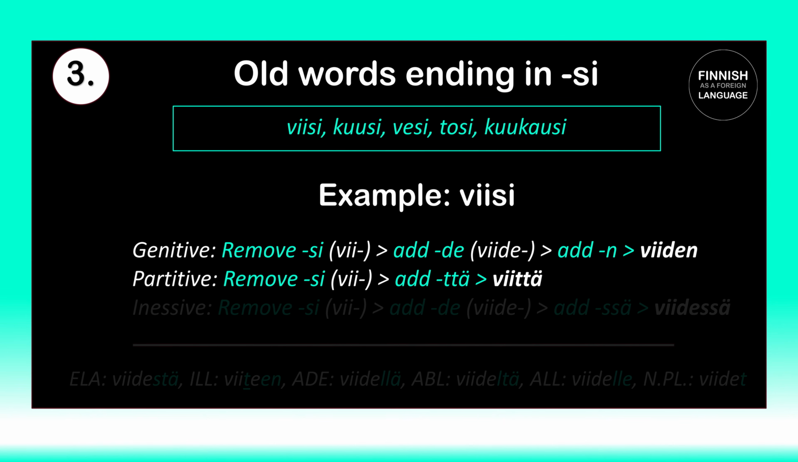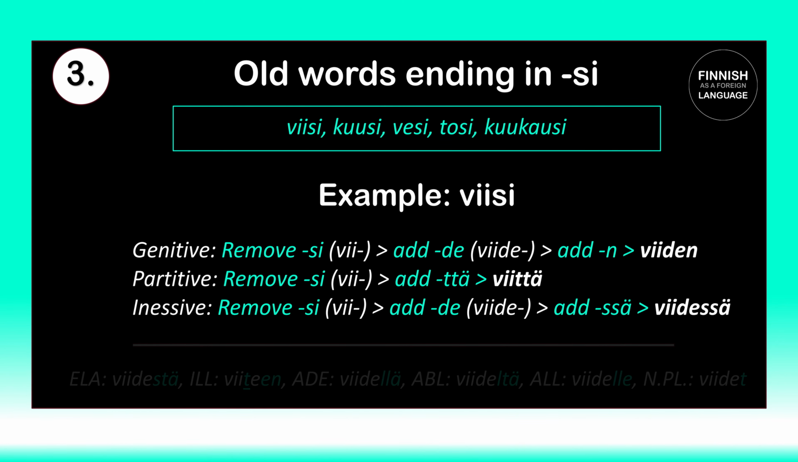Then we want to form the partitive case, so again we have to remove si and we receive vi. Then we add te to it with a double t and we have vi plus te is vitte. This is the partitive case of viisi.